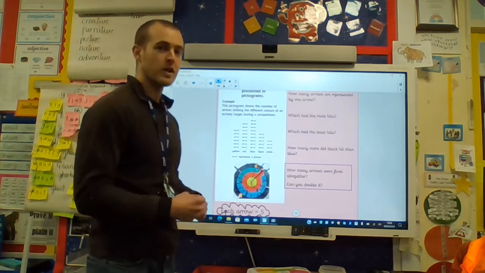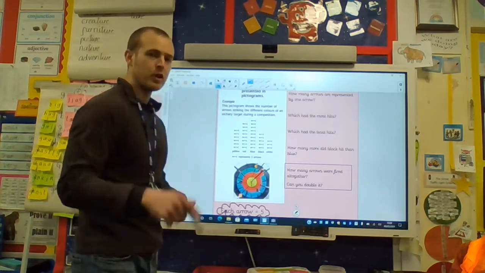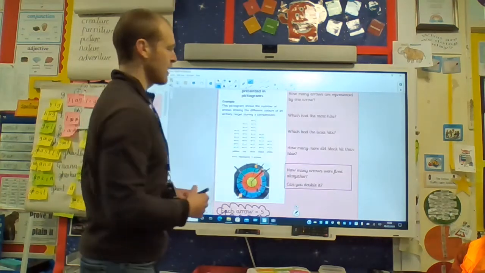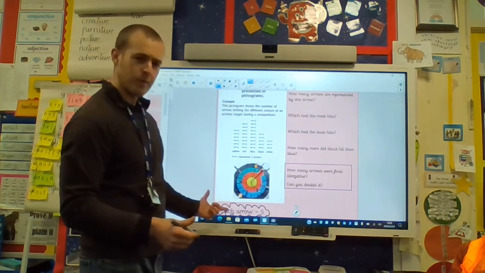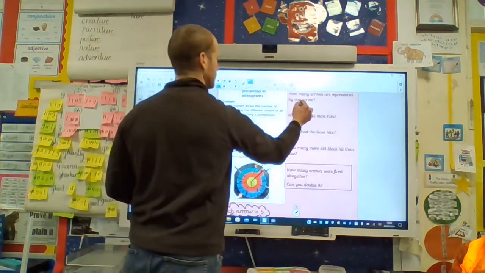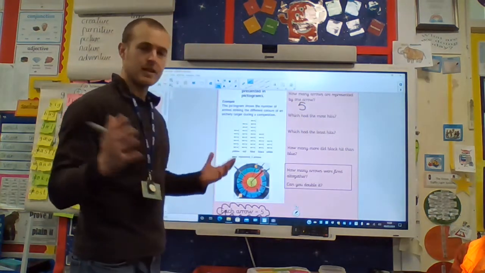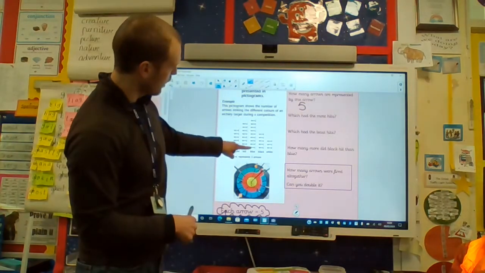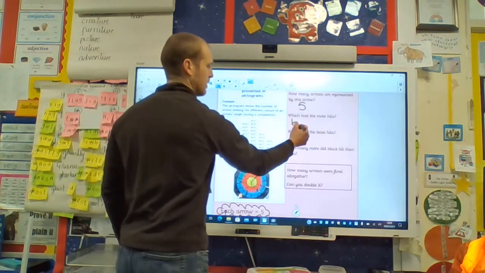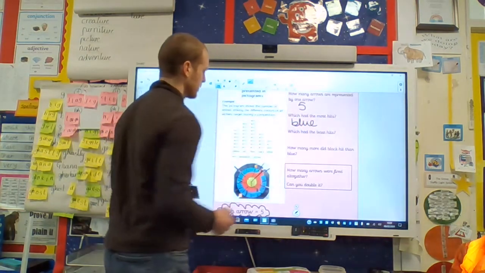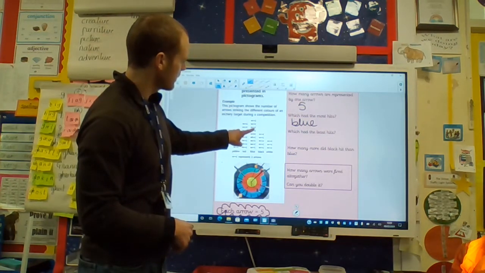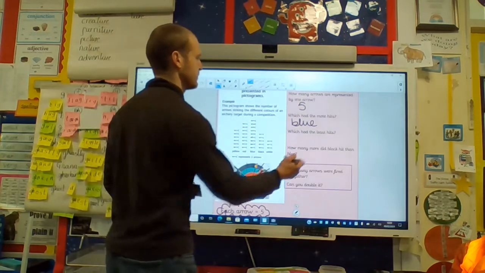How did you get on? Could you answer the questions? I bet that you're doing a really super job, so well done and keep it up. How many arrows are represented by one arrow? If we look at the key of a pictogram, we can see that each arrow is worth 5. Which had the most hits? Now, if we look at our pictogram, we can clearly see that blue had the most hits. And remember what I said by being precise. Let's put a number with that. 5, 10, 15, 20, 25, 30, 35, 40, 45.